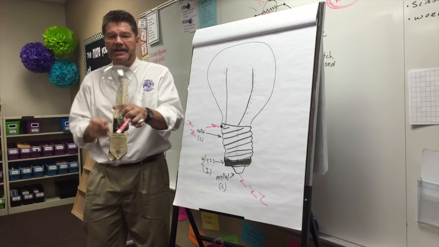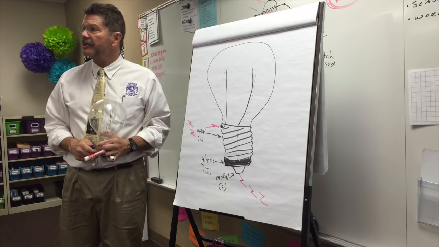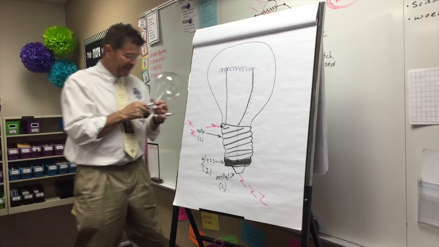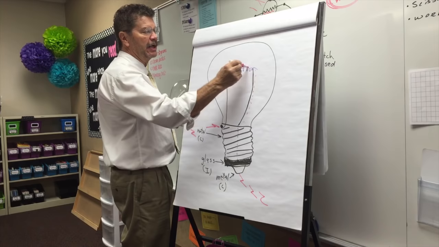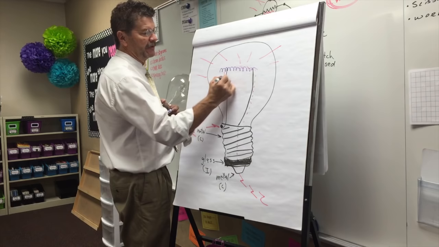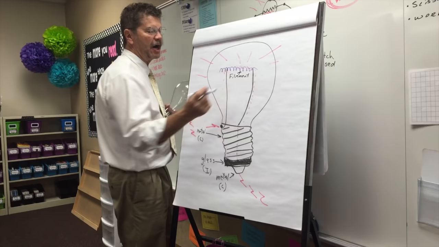This little spring in the middle. I'm going to use purple to show you that one. Thomas Edison spent a lot of time trying to find out what material could go across here, and when it gets electricity going through it, you know what it does? It gets hot. Electricity goes through it. It gets hot and gives off light. And there's a name for that. That is called the filament. Filament. That's the part that gets hot and glows on a light bulb.